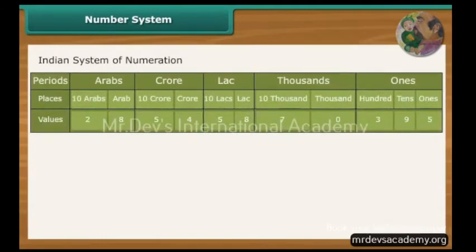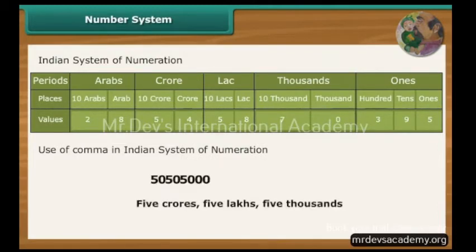Number system. In our Indian system of numeration, we use ones, tens, hundreds, thousands, and then lakhs and crores. Commas are used to mark thousands, lakhs, and crores. The first comma comes after the hundreds place, 3 digits from the right, and marks thousands. The second comma comes 2 digits later, 5 digits from the right. It comes after the 10,000's place and marks lakh. The third comma comes after another 2 digits, 7 digits from the right. It comes after 10 lakh.